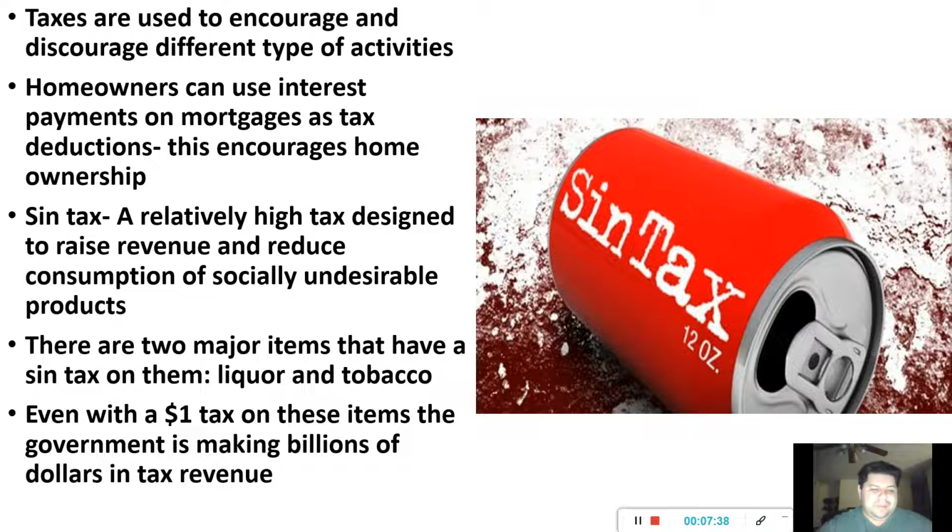Here's a pretty interesting fact. Even with the tax on these items, the government is making billions of dollars in tax revenue. For every cigarette packet sold, for every bottle of beer, things like that, the government is making billions of dollars off this. Because again, people want that stuff and are willing to spend money on it. So ergo, the government makes money. If you're going to behave that way, we're making money at least.